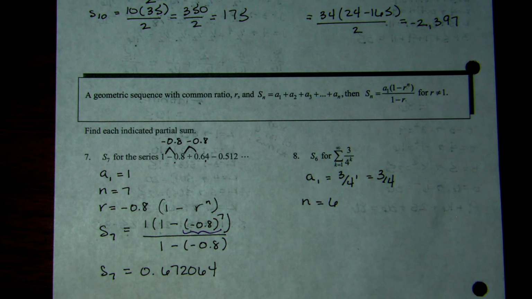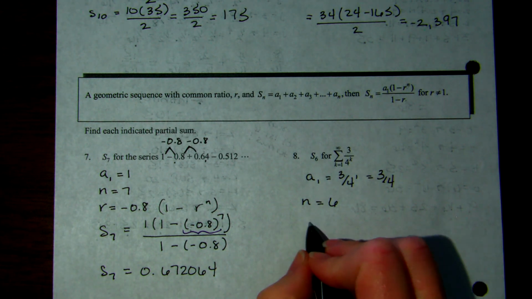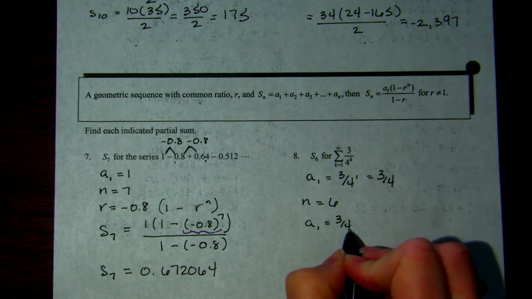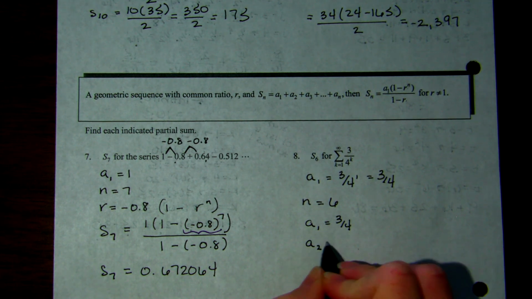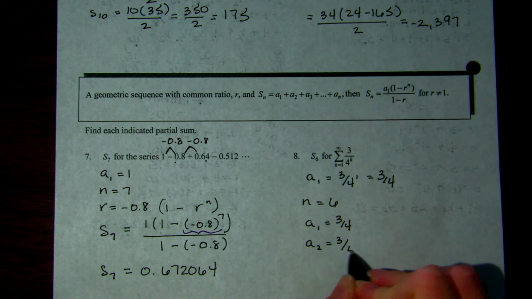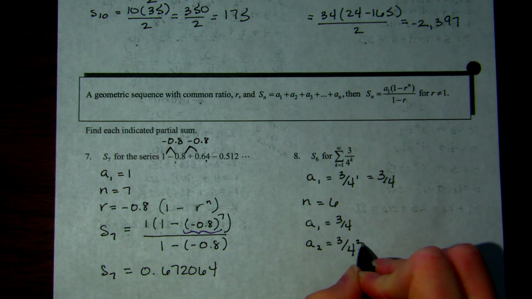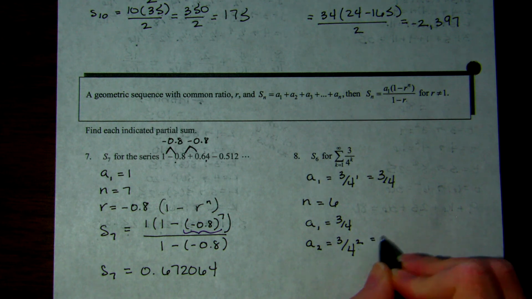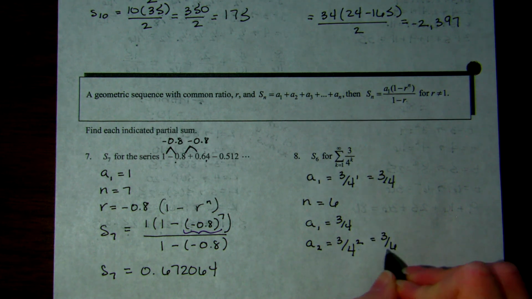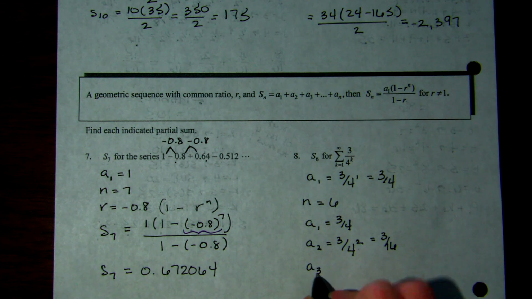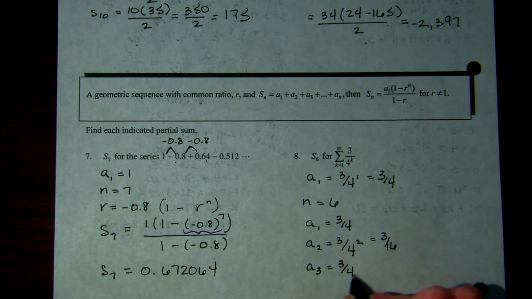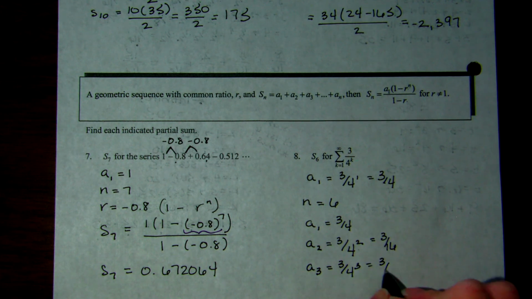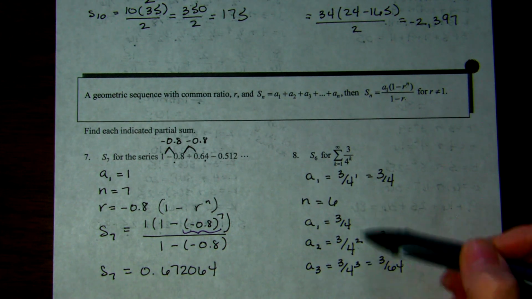For the ratio for these, we're going to have to find a few of the terms to make sure that we've got the right ratio. So I know my first term is 3/4, and then my second term is 3 over 4 squared, which is 3 over 16. And my third term is 3 over 4 cubed. That's 3 over 64. Although that is less important to seeing the pattern than this.